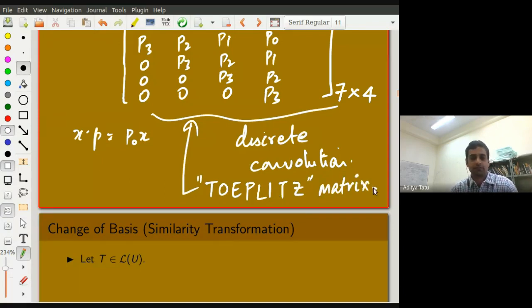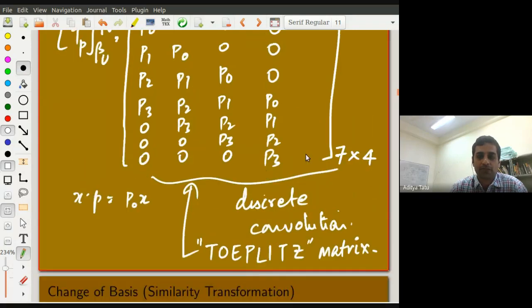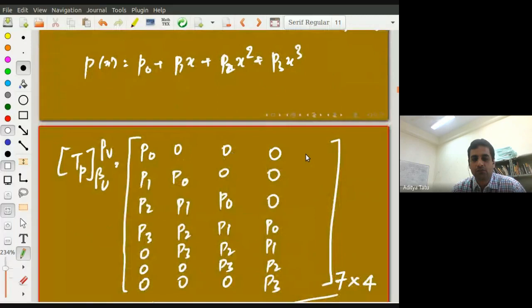That's just a small deviation from our topic. Anyway, I hope now it is clear what it means to represent a linear transformation in a given basis as a matrix.